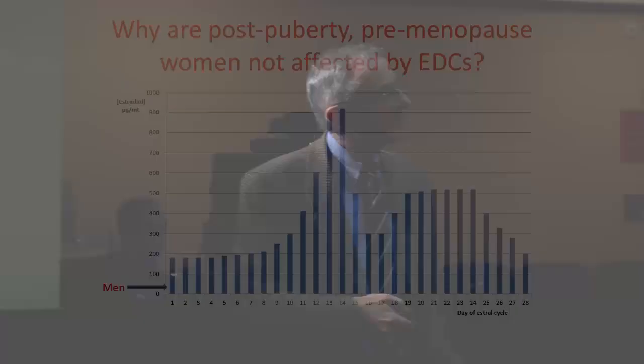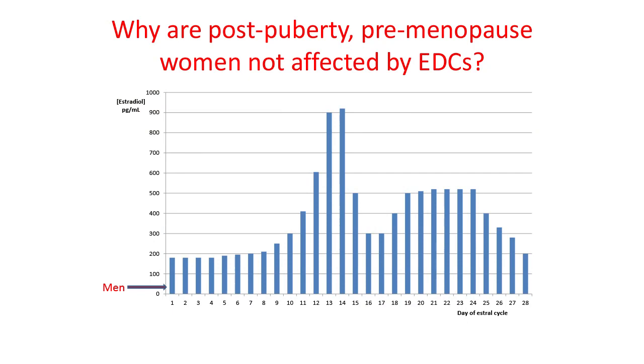There's a question I need to pose before we get into some of these molecules and where they come from, and that is, why does it appear that these molecules have a lesser effect in post-puberty, premenopausal women? That's quite an interesting question, because women in the middle of their lives are very much less affected by these molecules than those before, i.e. they cause early puberty, or those later, where they might be involved in the etiology of breast cancer.